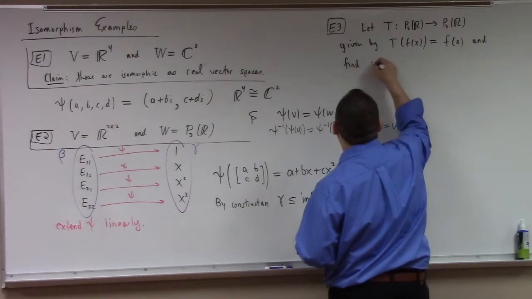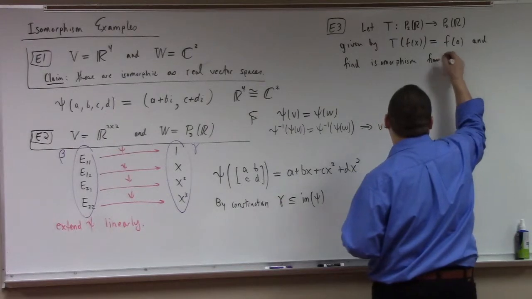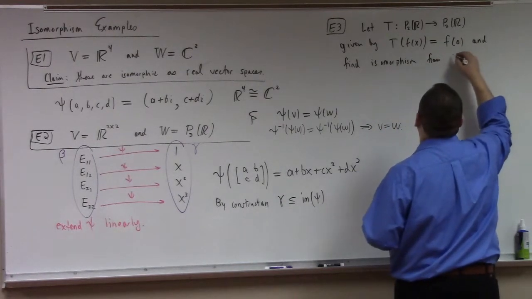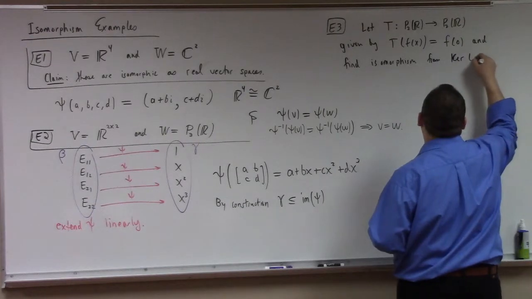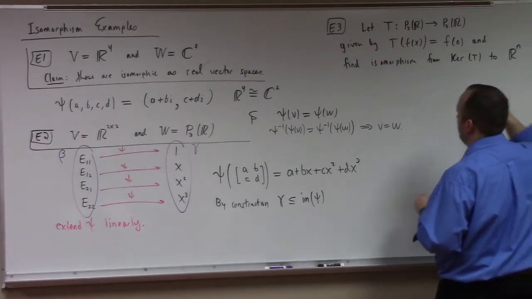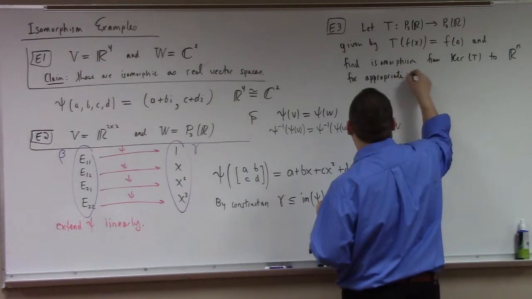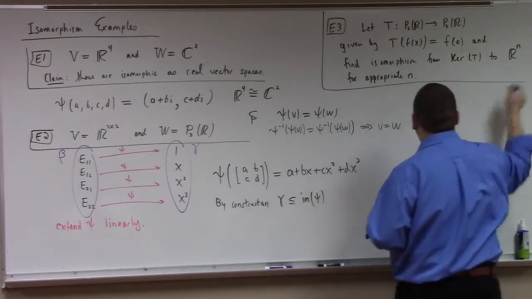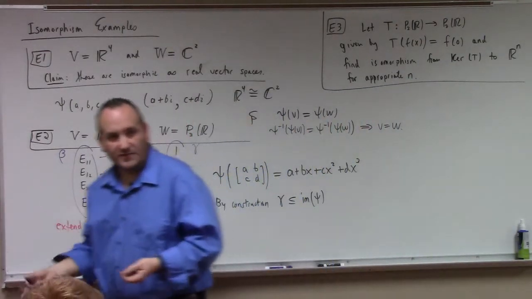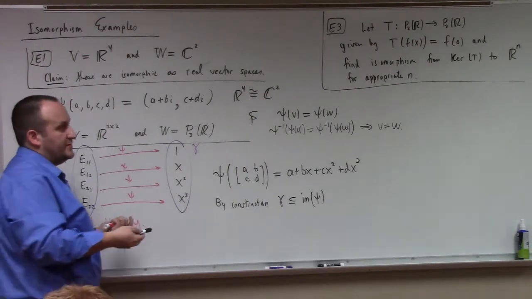Find an isomorphism from the kernel of T to Rn for appropriate n. See, now this problem, I can't just rattle off the formula here, right? I've got something I've got to digest, I've got to work out in order to get to the point of writing the formula here, right? Let's work through it. Let's do it.